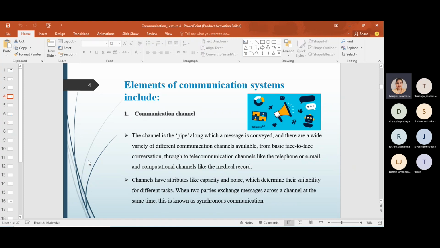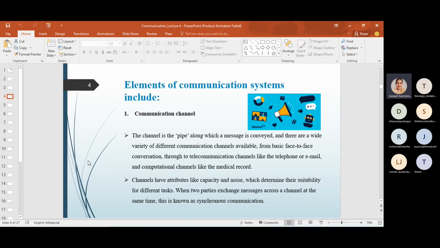So I just mentioned that there are different channels. Face to face conversation is one channel. Telecommunication channel is another different channel. Computational channels are yet another different channel. Right? Telecommunication channels include telephone and email. Telephone and email both belong to telecommunication channels, but they are different as well. Telephone conversations are very different from email conversations. Right? So even things belonging to the same type can be different from one another. For example, telephone or email conversations both fall under telecommunication channels, but they are different from each other.